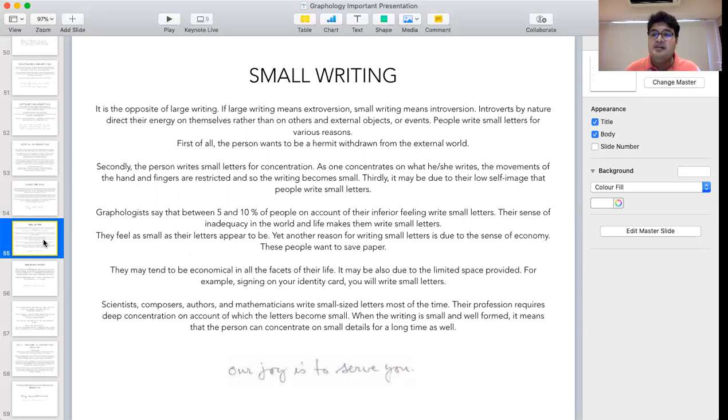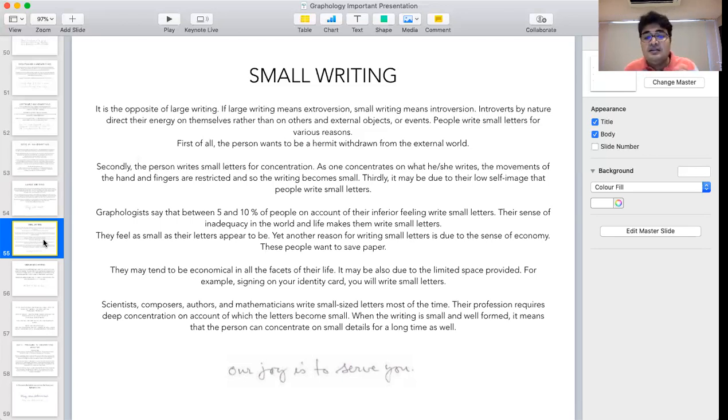People who feel a little inferior write small letters. Their sense of inadequacy in the world and life makes them write small letters. Basically, if someone has already thought that I'm not worth it and this is not going to work out for me, the writing becomes a little bit smaller. They feel as small as their letters appear to be.